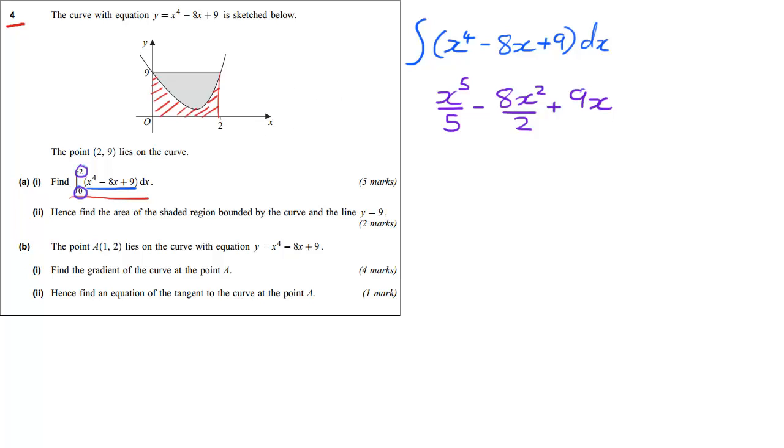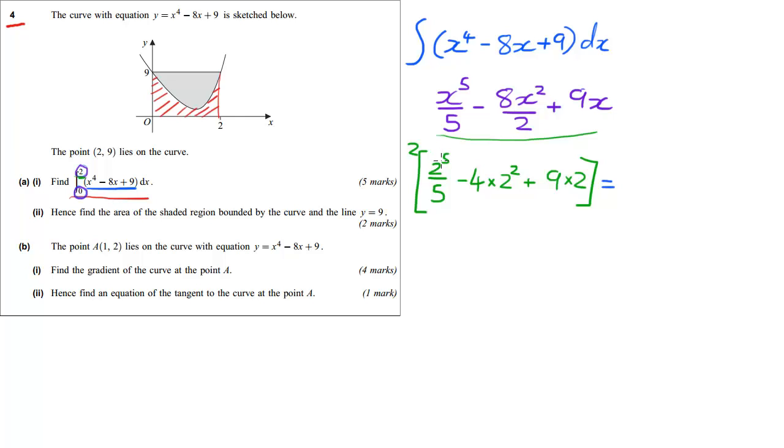So let's go into green, I think. So what can we do? Well, let us sub in 2, our higher constraint. Let's put 2 into this integrated form. So we have 2 to the 5 over 5 minus 8 over 4, you can cancel that out to get 4 times 2 squared plus 9 times 2. So what is that going to come out as?